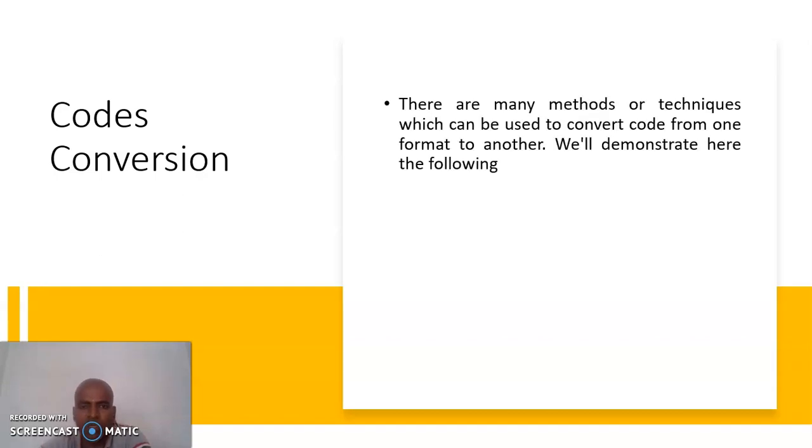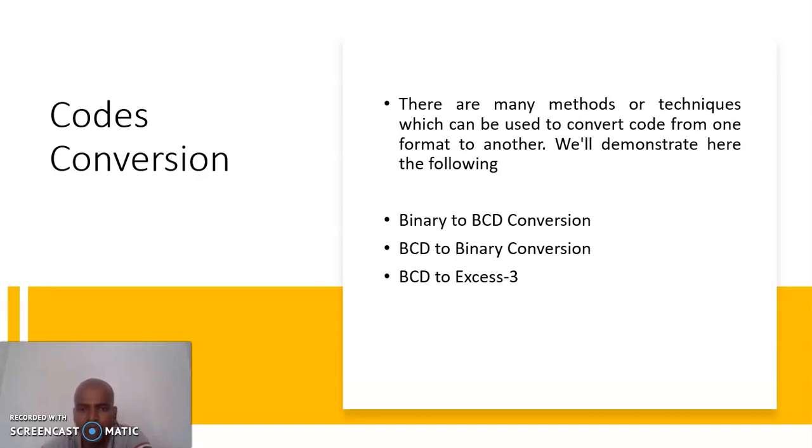Right. Now code conversions. There are a few code conversions, and we'll see them one by one. We are going to convert one code format into another format. Some of the types are: binary to BCD, BCD to binary, BCD to XS3, and XS3 to BCD, then binary to gray, and gray to binary.